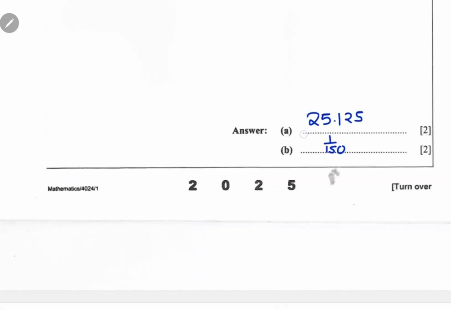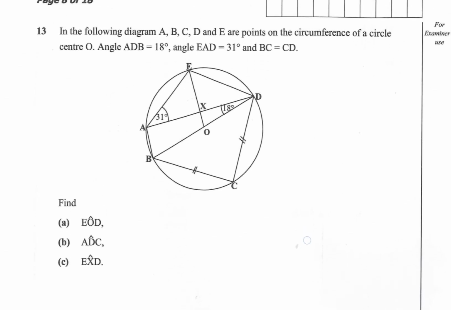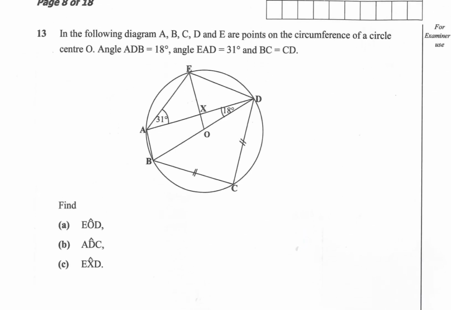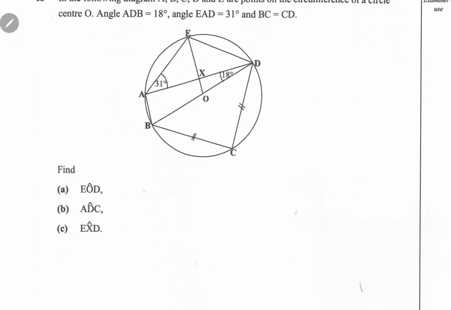All right, let us go to question number 13. Question 13 says, in the following diagram, A, B, C, D, and E are points on the circumference of the circle, center O. Angle ADB is equal to 18 degrees. You can see it visibly there. Angle EAD is equal to 31. BC is equal to CD, which means this is an isosceles triangle. So take note. Find the angle EOD.